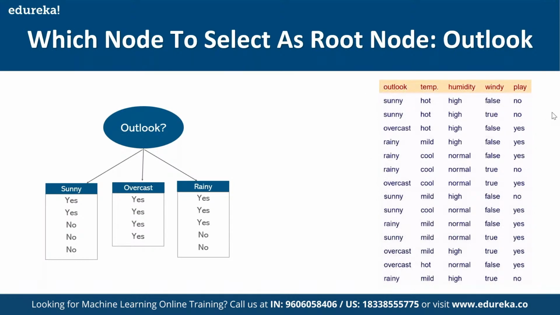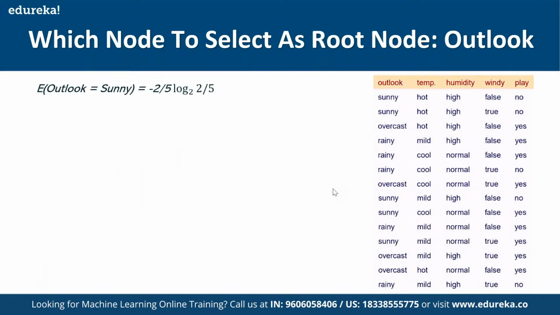Imagine for outlook, what are the distinct values of outlook? Outlook can be sunny, outlook can be overcast, or outlook can be rainy, right? These are the 3 different combinations you can have for outlook. Now if the outlook is sunny, 2 times I'm playing, 3 times I'm not playing the match. If the outlook is overcast, I'm always playing the match. If the outlook is rainy, 3 times I'm playing, 2 times I'm not playing the match, right? This is how I have bifurcated it. What I will do in the next iteration is find out the entropy of outlook.